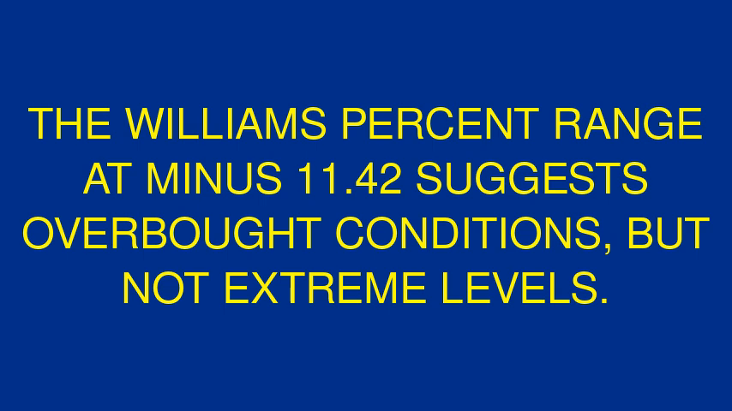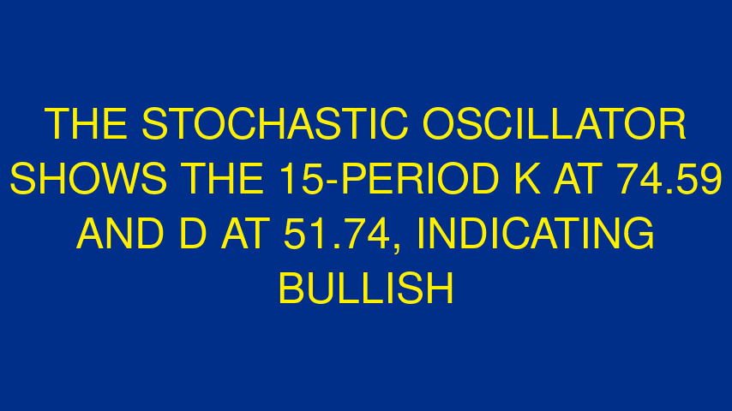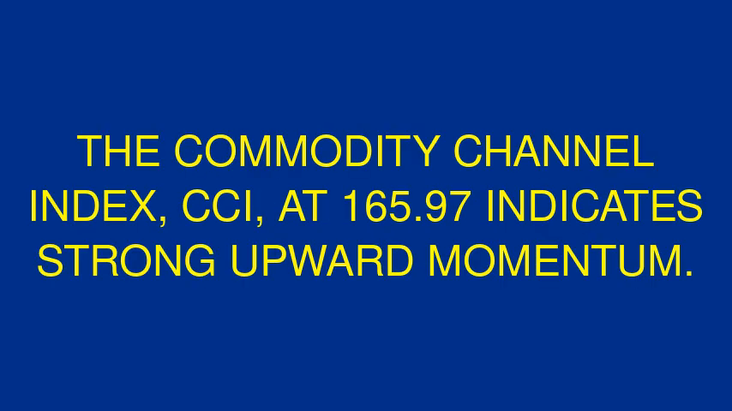The Williams percent range at -11.42 suggests overbought conditions but not extreme levels. The stochastic oscillator shows the 15-period K at 74.59 and D at 51.74, indicating bullish momentum. The Commodity Channel Index, CCI, at 165.97 indicates strong upward momentum.